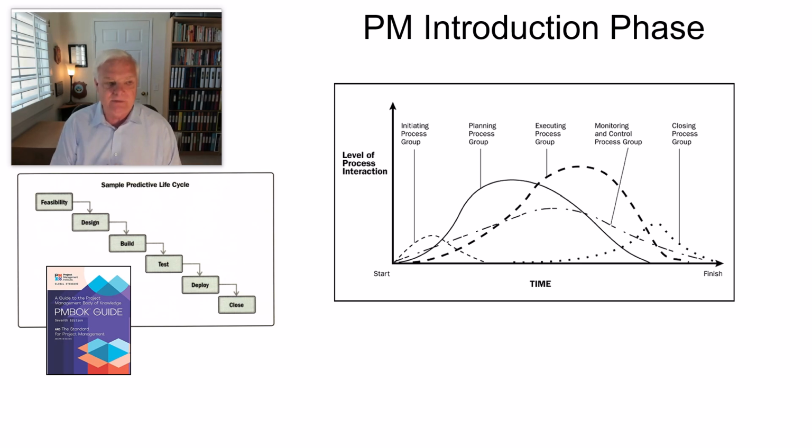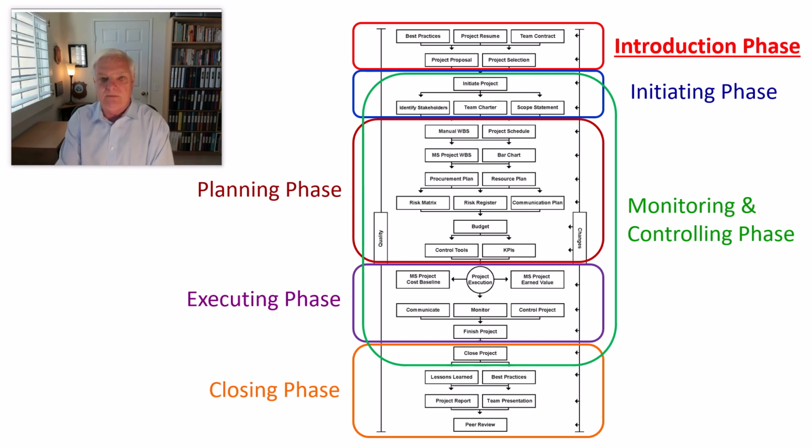These are the anticipated things that will happen in a project, and those are some level of feasibility is done, then design, then we build, then we test, then we deploy, and then we close. And that's their flow. That's kind of how they show that flow. But for ours, remember, we've got 6 pieces that fit. Everything dovetails together, and I just want to show you how all of these pieces coordinate together. So in ours, we're going to cover best practices, project resumes, the team contract, the project proposal, and the project selection. All of that is done in the introduction phase.